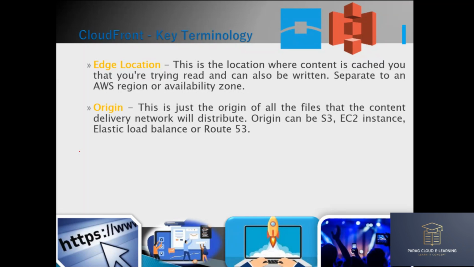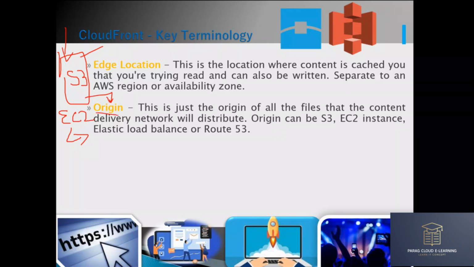Second thing, origin. What does origin mean? This is just the origin of all the files that the content delivery network will distribute. Origin means where your website is hosted. The server on which my website is hosted is called the origin. If you are working in AWS, it can be S3, it can be an EC2 machine, it can be your on-premise server as well. The service where your website is hosted is called the origin. Origin can be S3, an EC2 machine, an elastic load balancer, or Route 53.